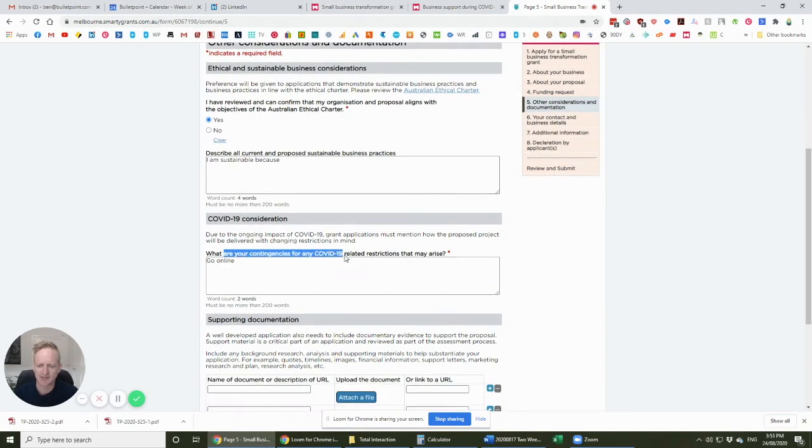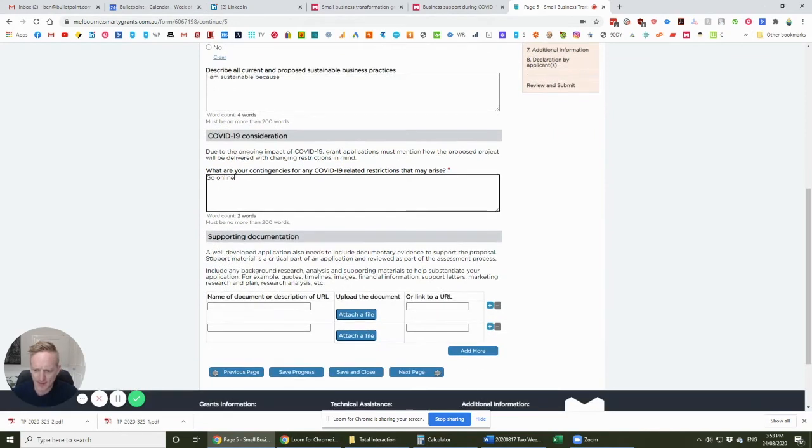What are your contingencies for COVID-related restrictions that may arise? So once again, go online. Don't rely on bricks and mortar. E-commerce, it's engaging with your customers that may be everywhere. These COVID restrictions may go on. It may be lockdown, out of lockdown. We may be oscillating for a number of years. So online is the best way to go with this application.